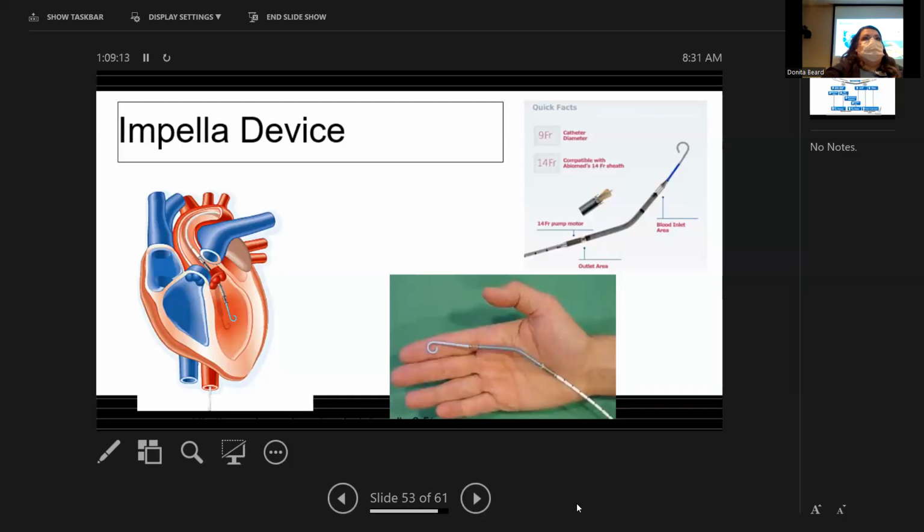What is your preload? Is there enough fluid in the tank? Is there too much fluid in the tank? And then what can we do to optimize getting blood flow out of the heart?